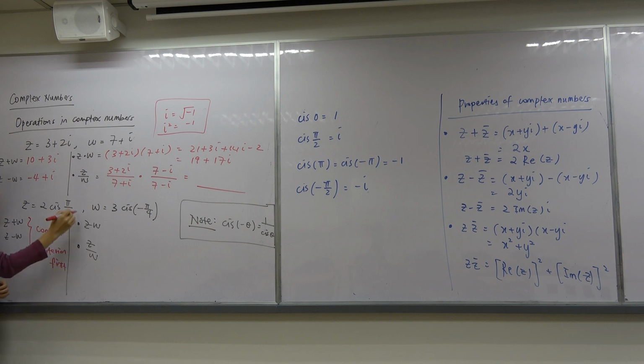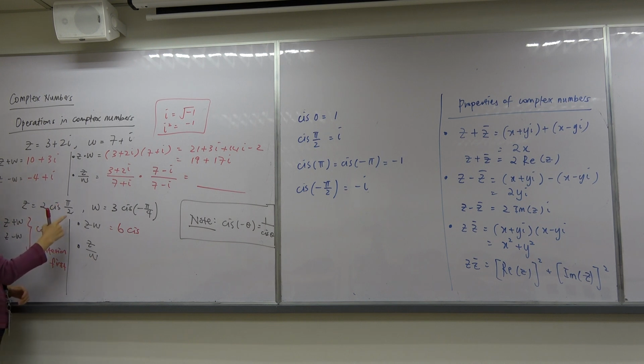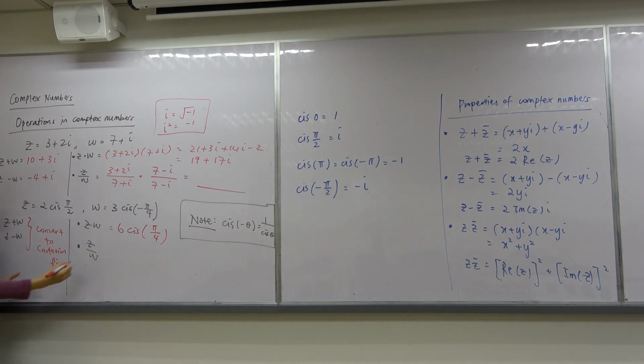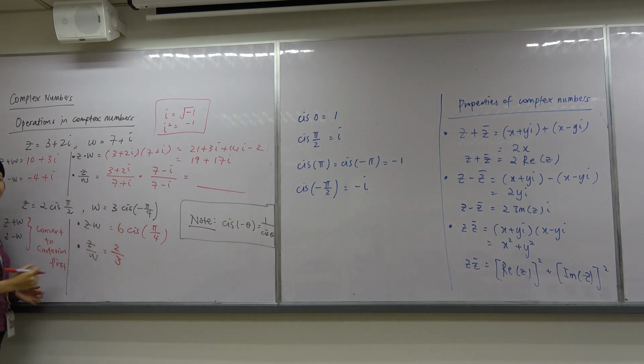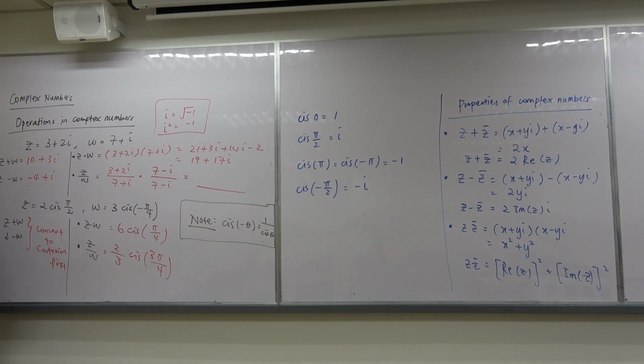And what about multiplication and division? You just multiply the moduli, and for this case it is 2 times 3, which is 6, and you add the arguments, which is pi over 2 plus negative pi over 4, giving you pi over 4. What about division? You just divide the moduli, hence it is 2 over 3, and you subtract the arguments. For this case, it is pi over 2 minus negative pi over 4, which makes it 3 pi over 4, because pi over 2 minus negative pi over 4 gives you pi over 2 plus pi over 4, which gives 3 pi over 4.